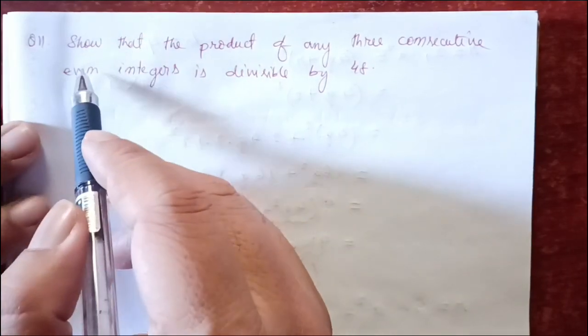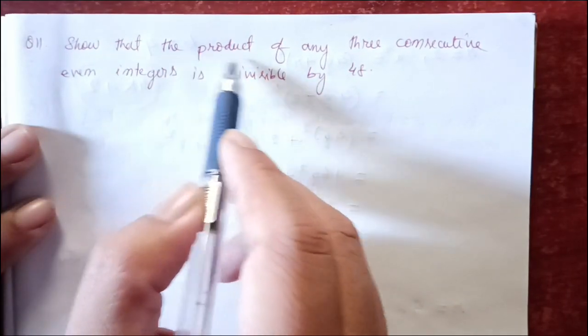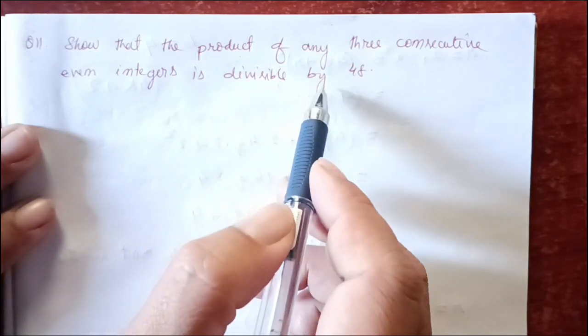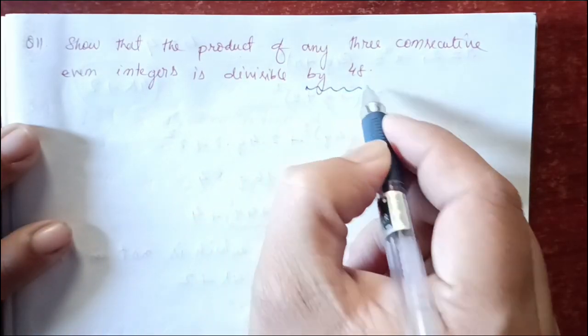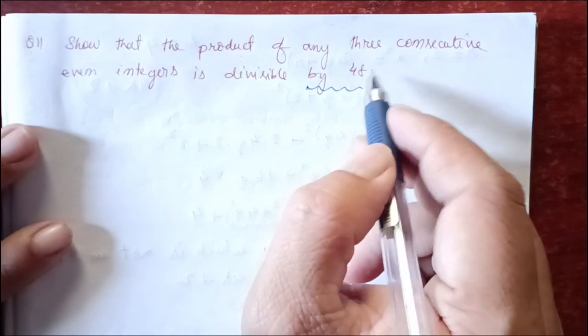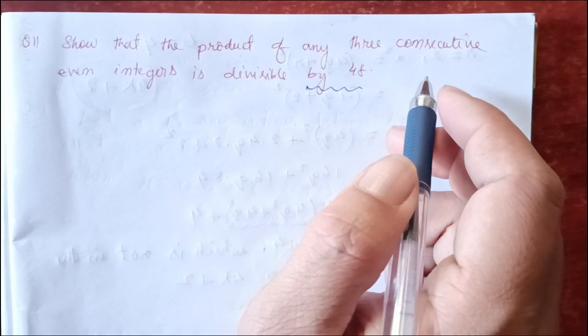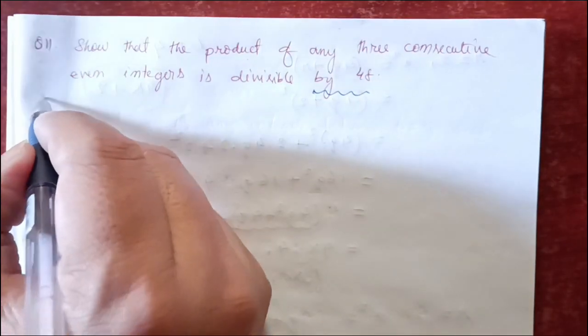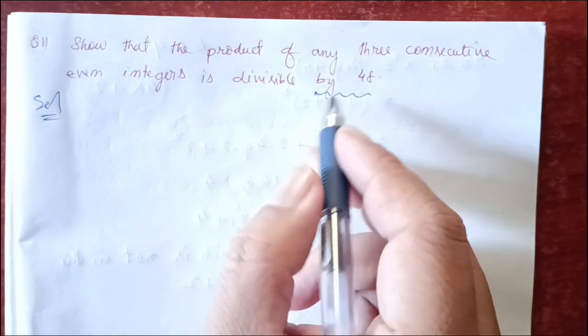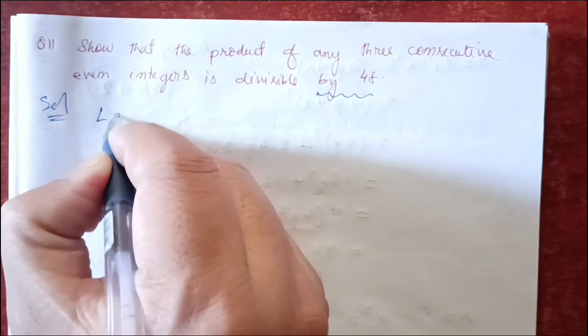Okay, we come to the last question. Show that the product of any 3 consecutive even integer is divisible by 48. Now the question is by 48, so we will be using the number 48. So this type of question we have done many times. Okay, see, since the number is 48, you take 48.